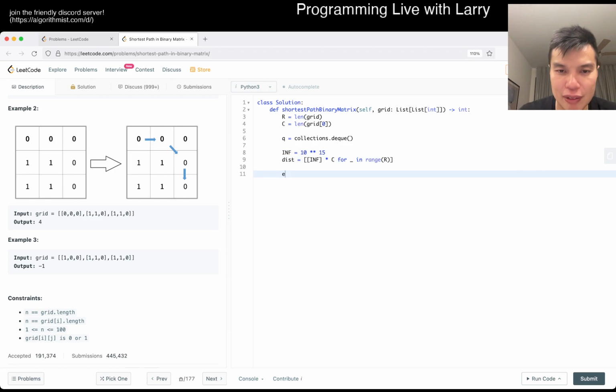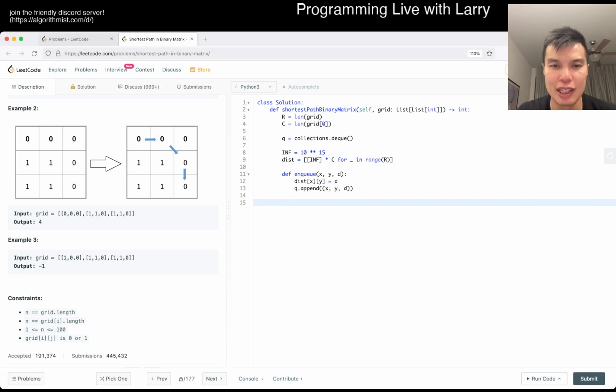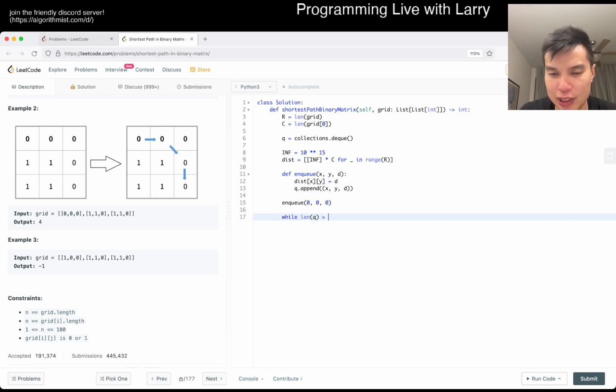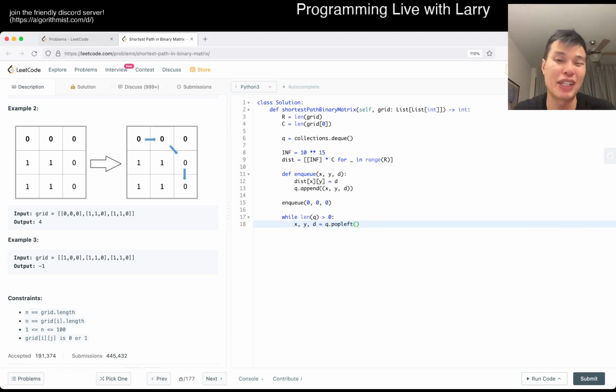Yeah, and then we have an enqueue function, and this is just going to be enqueue. You have x, y, and then the d. So distance of x, y is equal to d, and q dot append x, y, d maybe. Okay, and then now we want to enqueue 0, 0 at distance 0, and then while length of q is greater than 0, we have x, y, d is equal to q dot pop left.